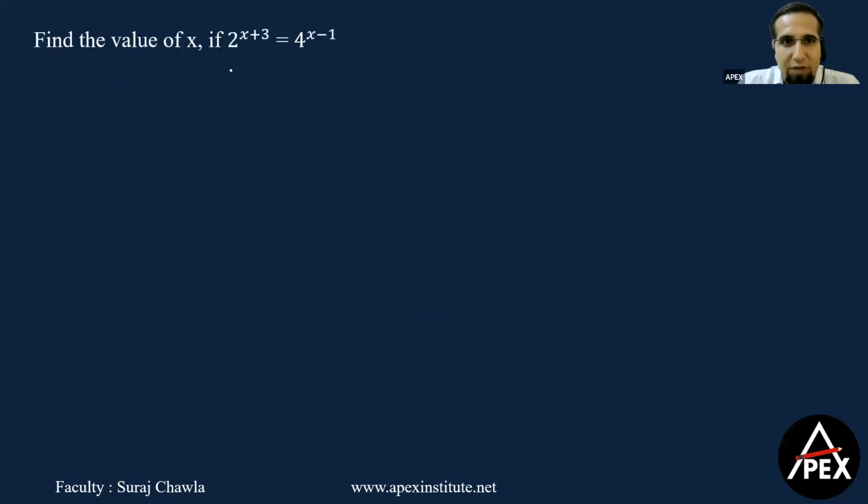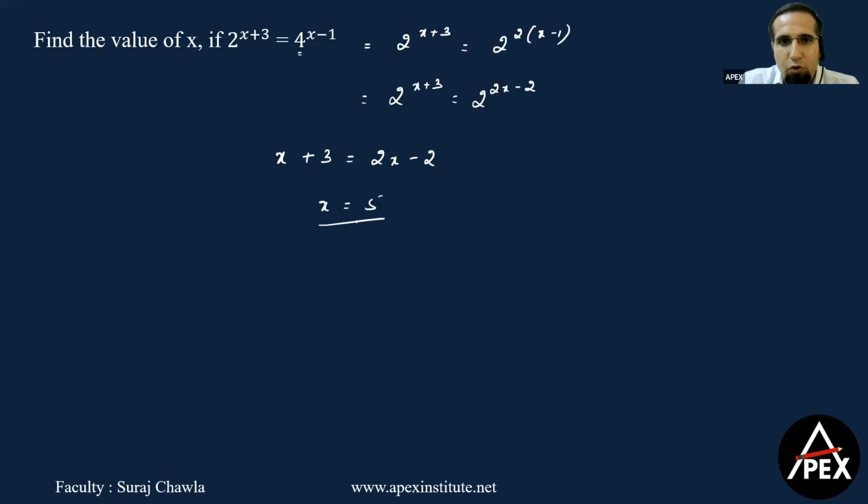Now let's look at one more example. Suppose I have 2 to the power x plus 3 is equal to 4 to the power x minus 1. Now, I know that 4 can be written as 2 square. So I can simplify this as 2 to the power x plus 3 is equal to 2 square whole to the power x minus 1, or I can further rewrite this as 2 to the power x plus 3 is equal to 2 to the power 2x minus 2. Now, here the bases are equal. Once the bases are equal, I can equate the powers. So I can say that x plus 3 is equal to 2x minus 2, or eventually we get the value of x is equal to 5. So that becomes our answer here.